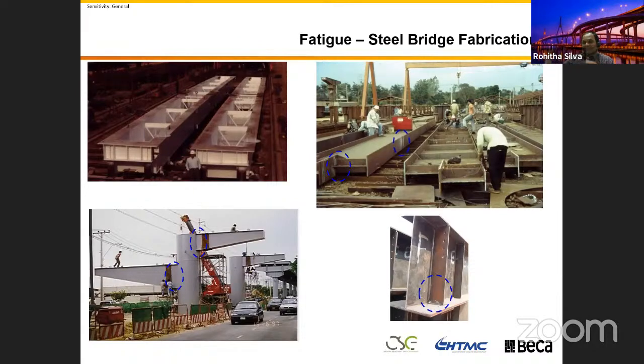you make sure that the fatigue strength is not exceeded. Your stress reversal due to traffic load, I'm sorry, your stress produced due to traffic load, is less than the fatigue strength given in the code. Yeah, you need to do that check.